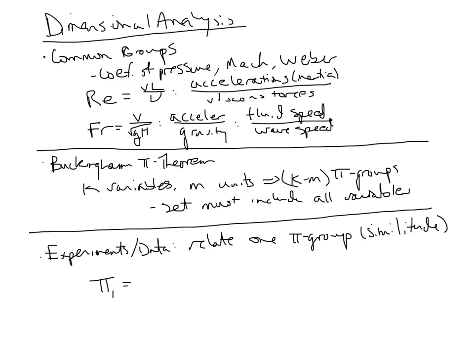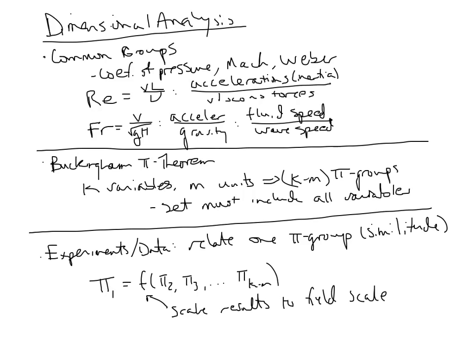one dimensionless group is now a determined function of the other dimensionless groups, so pi 2, pi 3, up to pi k minus m. And that function now becomes something that can be used to scale the results to the field scale if you're doing laboratory measurements, or simply to connect one system to another.